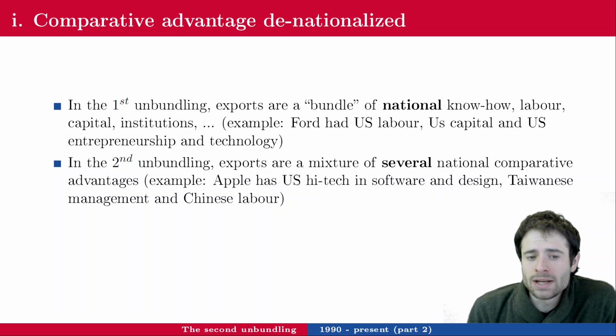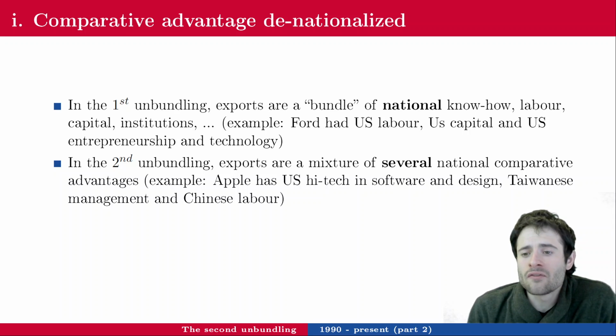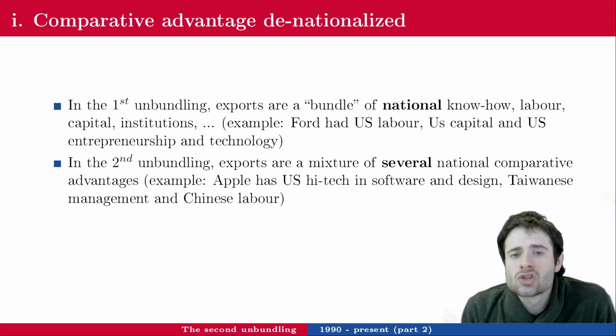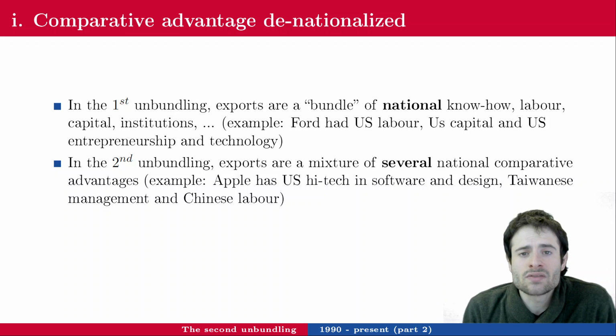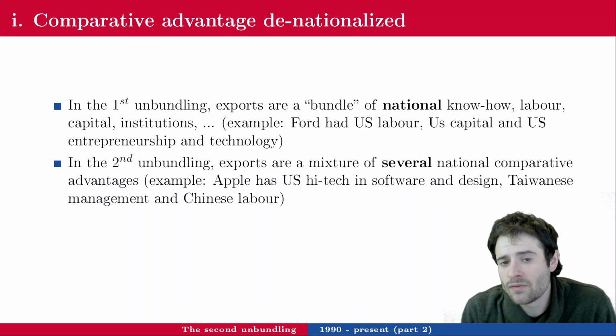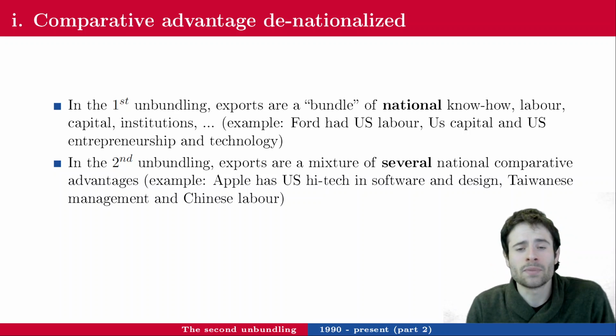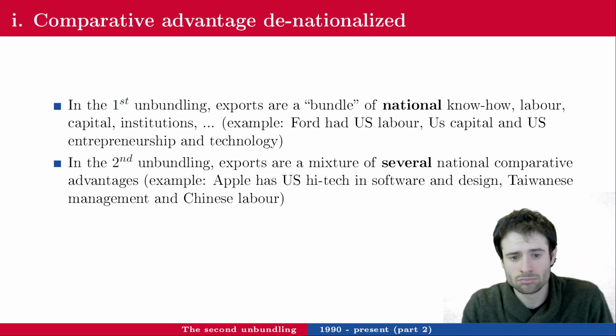In the second unbundling, exports are a mixture of several national comparative advantages. The high-tech of this country, some manufacturing process of that country, another manufacturing process of that country, some services provided by a firm from that country, like Foxconn, like Taiwanese management, and Chinese labor.